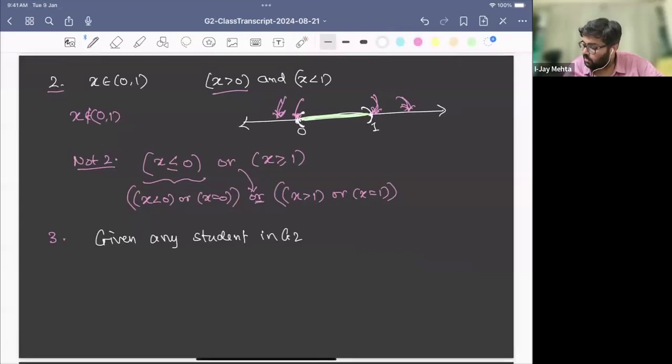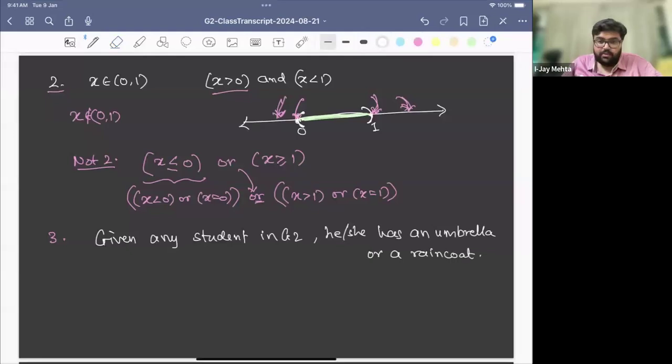which is: given any student in G2, he or she has an umbrella or a raincoat. You are going to college, no? And it is now rainy season, so you carry one of them. How do I write this in terms of quantifiers?